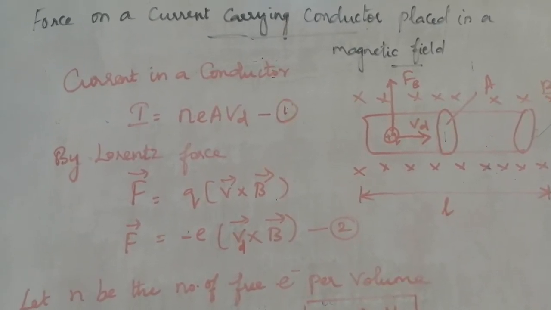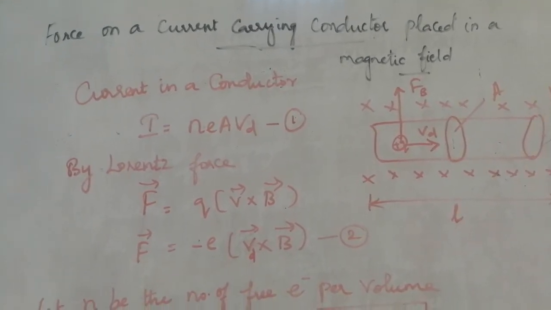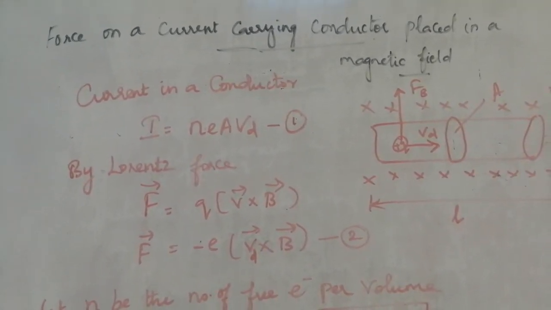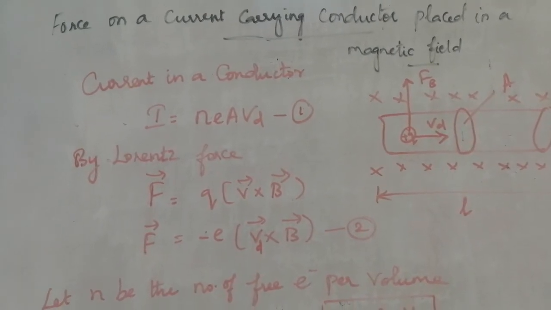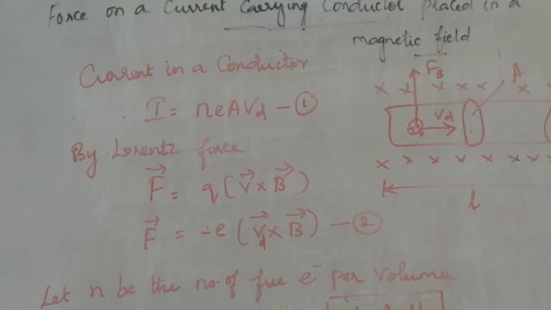Force on a current carrying conductor placed in a magnetic field. I have a conductor in which the current is flowing, that is, the electrons are moving inside the conductor, and it is placed in a magnetic field B.